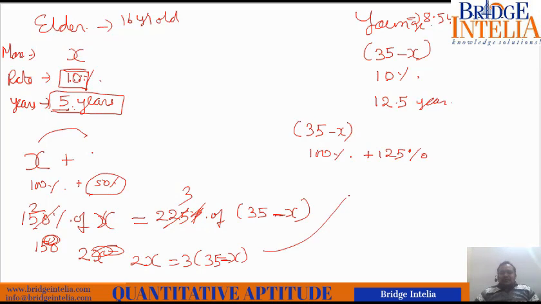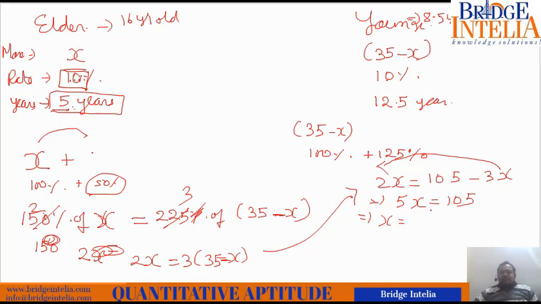So if you solve this, 2X is equal to 35 into 3, which is how much? 105 minus 3X. So from here, if you bring this 3X to this side, 5X is equal to 105. So X is equal to 105 by 5, that is equal to 21. So the elder daughter got 21 lakhs. Because the value of X came out to be 21, the younger daughter got the remaining money, 35 minus 21, that is equal to 14 lakhs.